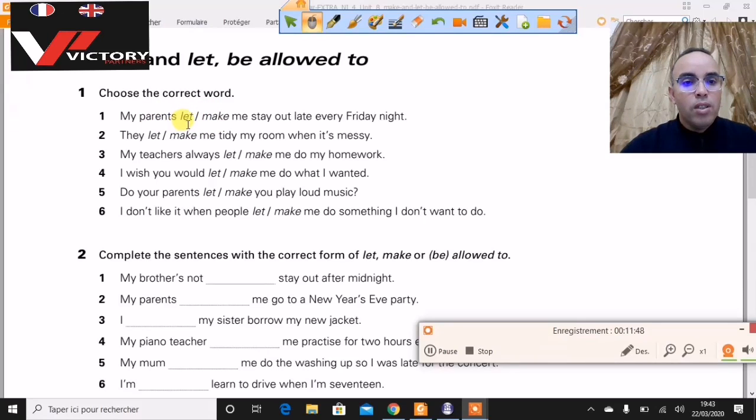My parents let me stay out or make me. It means obliged me to stay out, or give me the permission to stay out. So the correct answer here is going to be let me stay out. So they gave me the permission. Okay, try to do the other exercises.